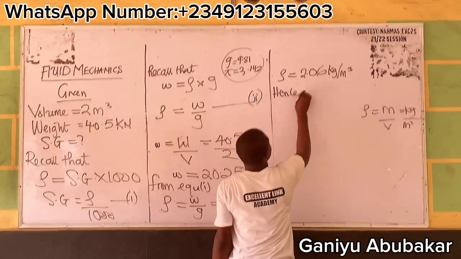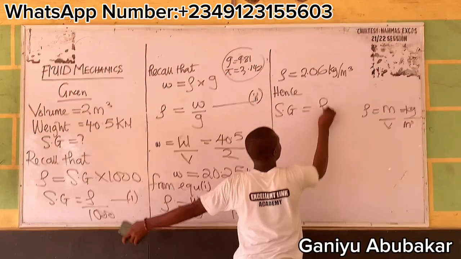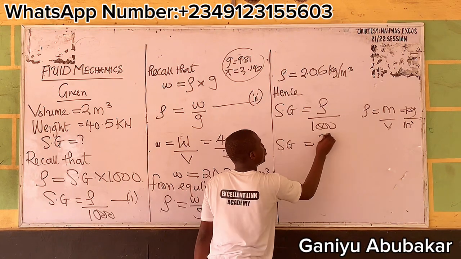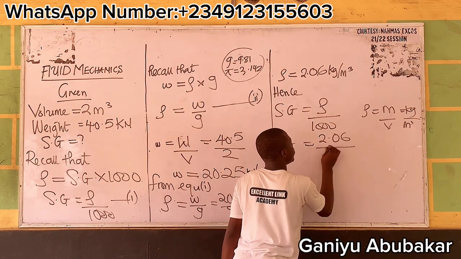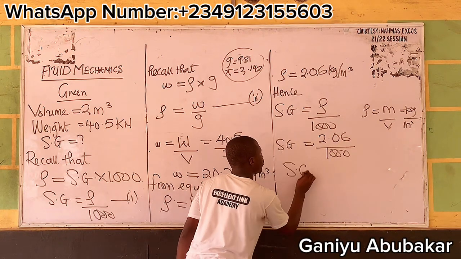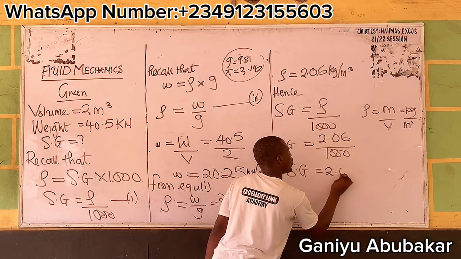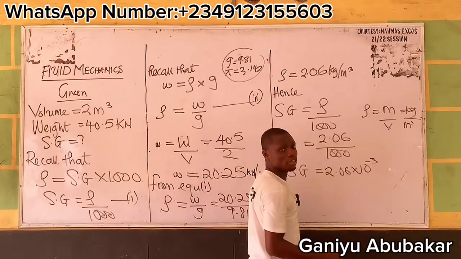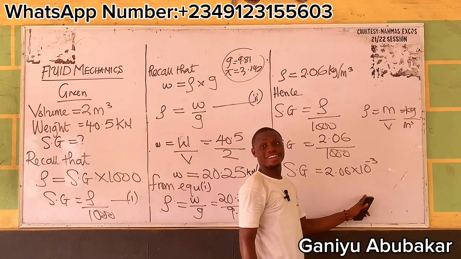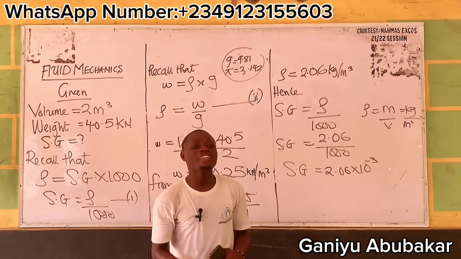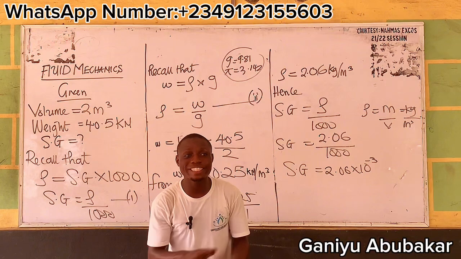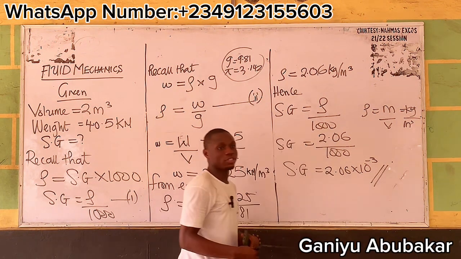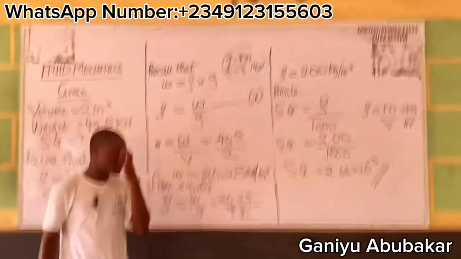Hence, SG is rho over 1000. What's rho? 2.06 over 1000. What's my answer? SG is 2.06 times 10 to the power minus 3. Specific gravity has no SI unit. That's your answer. Well done.